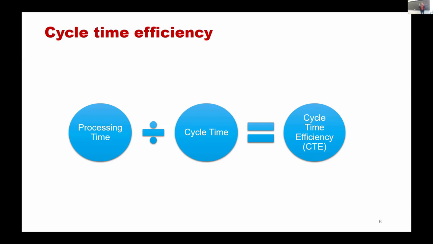Cycle time of a given process or process fragment, the main measure we will be manipulating, decomposes into processing time and waiting time. And if you divide processing time by cycle time, you get the cycle time efficiency. That's a very important measure we're going to try to be improving.